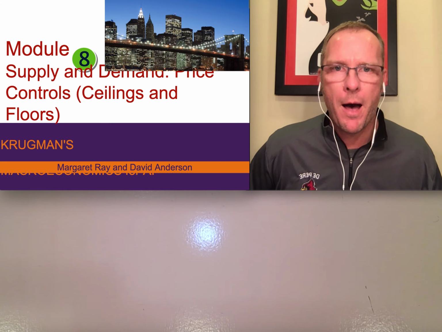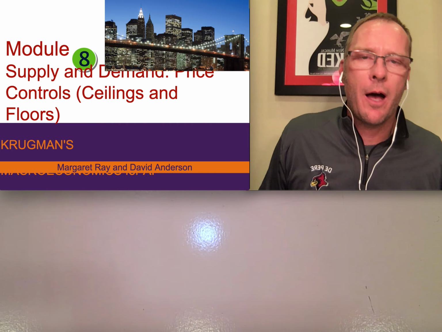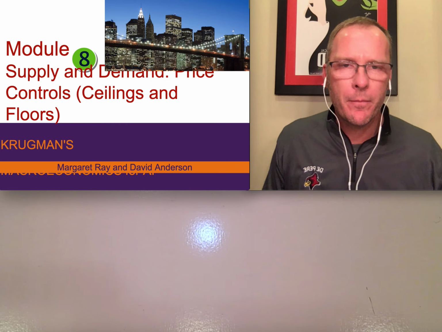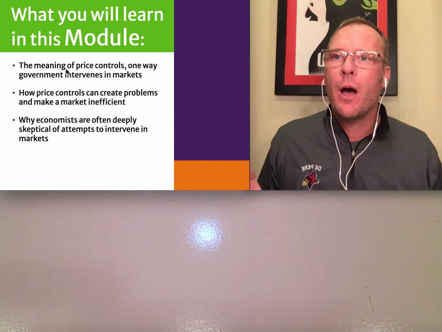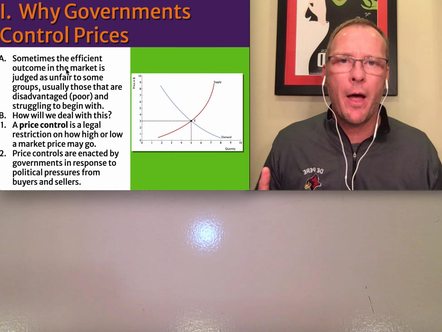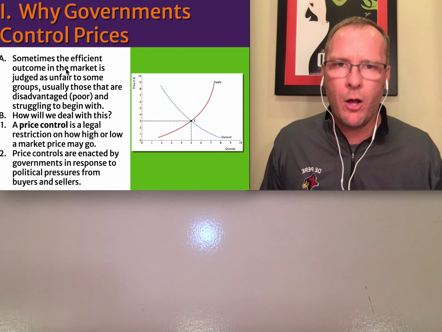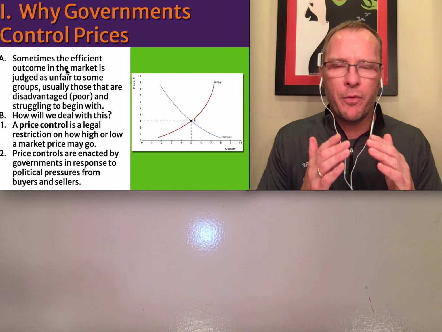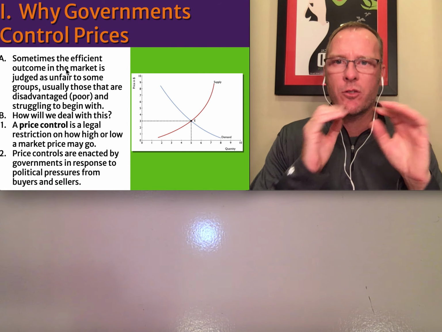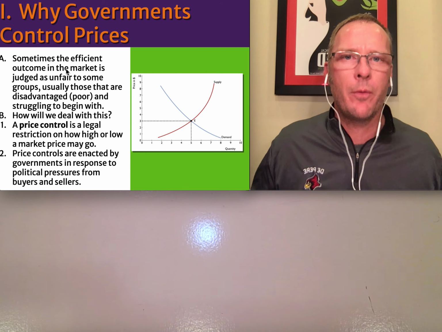This is Mod 8, supply and demand and price controls, ceilings and floors. So today, everything we've learned about is going to kind of get thrown out the window. Supply and demand is awesome because it's efficient, and all economists will agree that when we look at things that are efficient, we look at where those lines cross and find that equilibrium point, and everybody is in love with supply and demand, right?